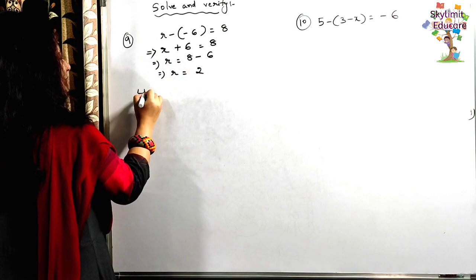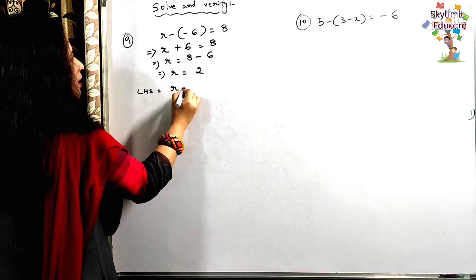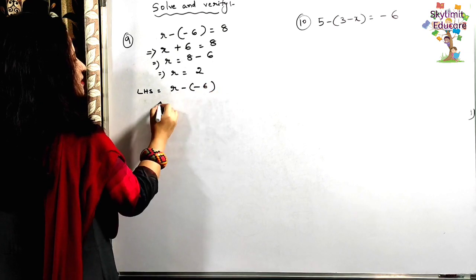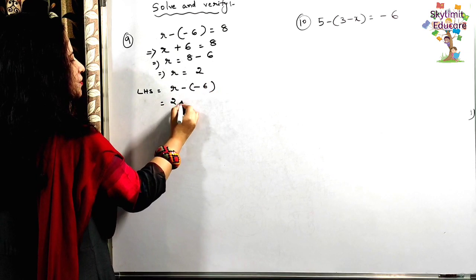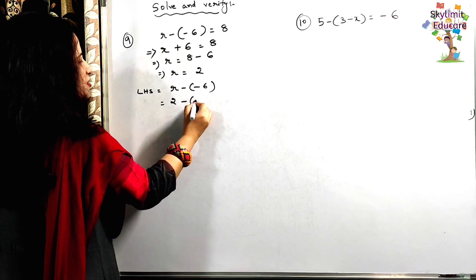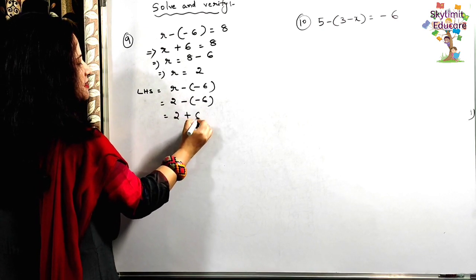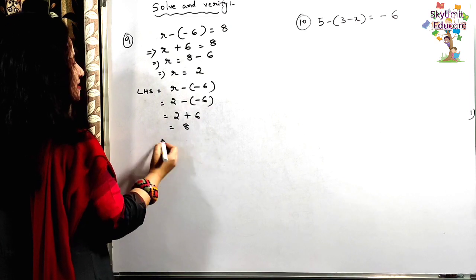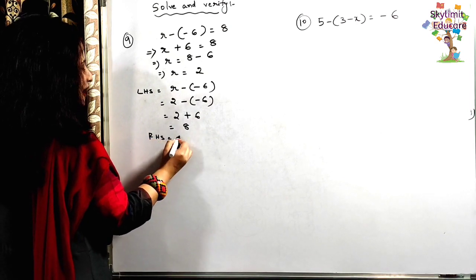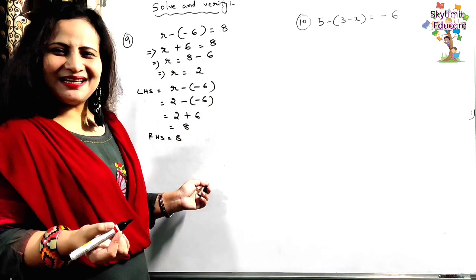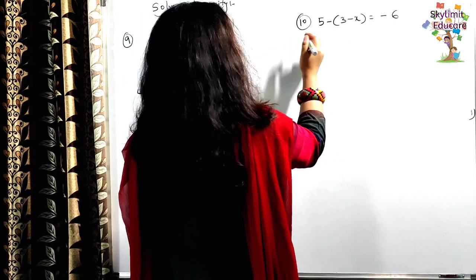Yes, let's verify. LHS R minus (minus 6). So what is the value of R? 2. Just put the value of R as 2. Now 2 minus multiplied to minus is plus 6. 6 plus 2 is how much? 8. So right hand side already we have what? 8. Clear? Let's come to the next question here, students.